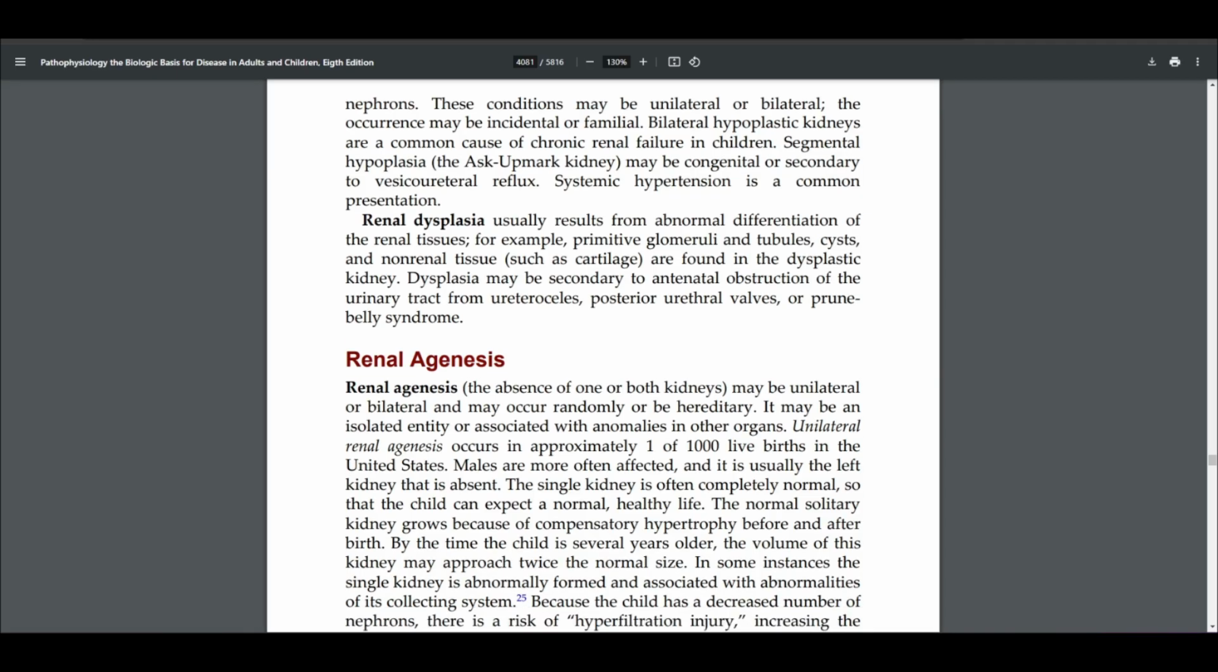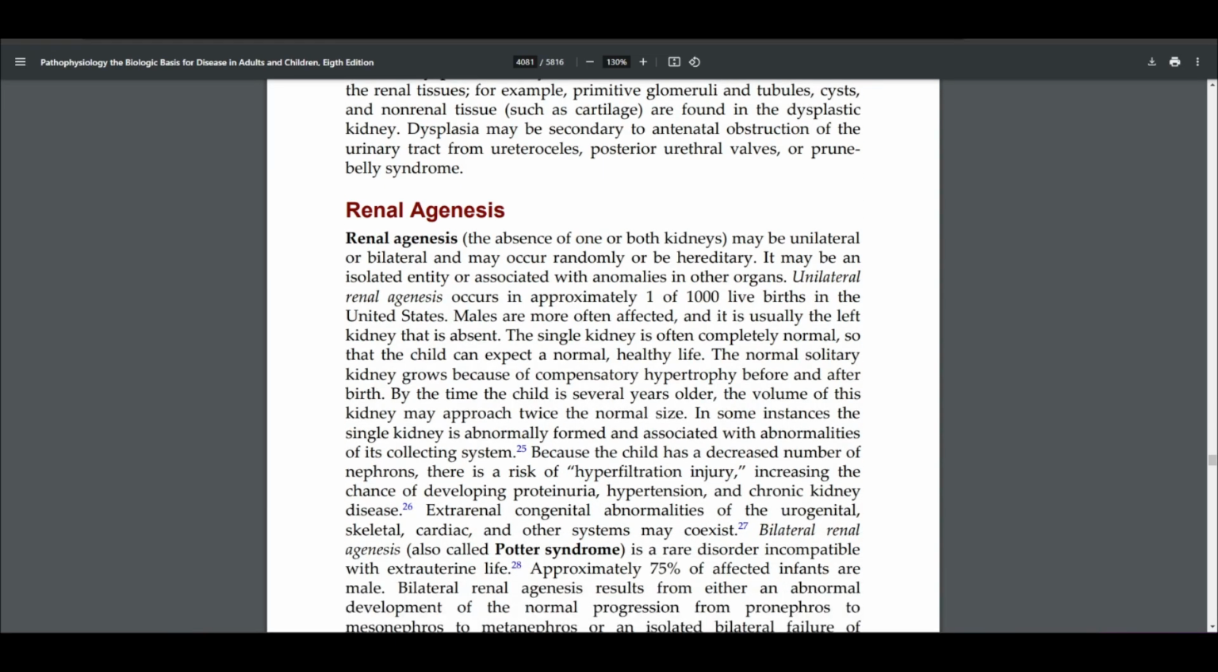Renal dysplasia usually results from abnormal differentiation of the renal tissues. For example, primitive glomeruli and tubules, and cysts in non-renal tissue, such as cartilage, are found in the dysplastic kidney. Dysplasia may be secondary to antenatal obstruction of the urinary tract from ureteroceles, posterior urethral valves, or prune belly syndrome.